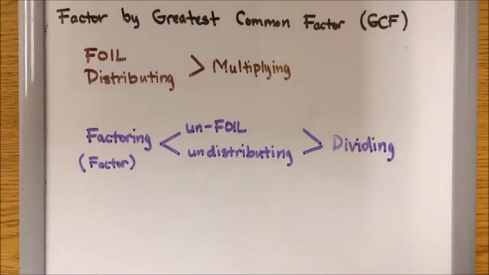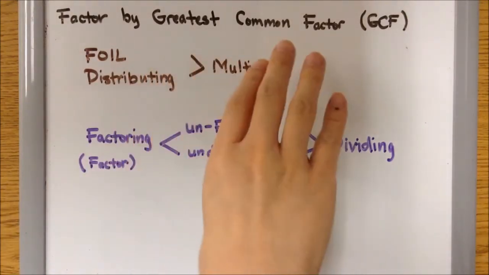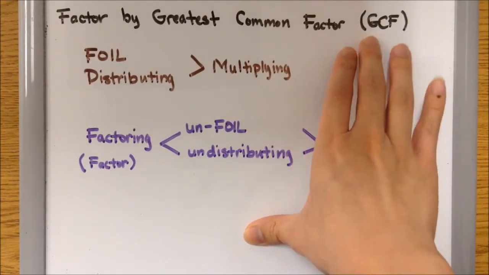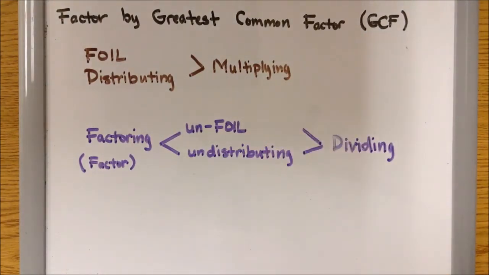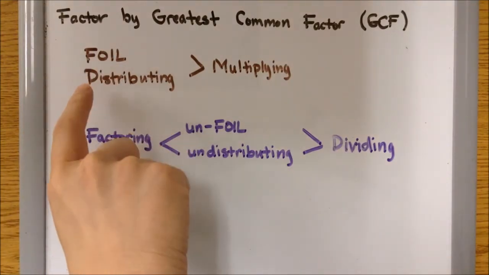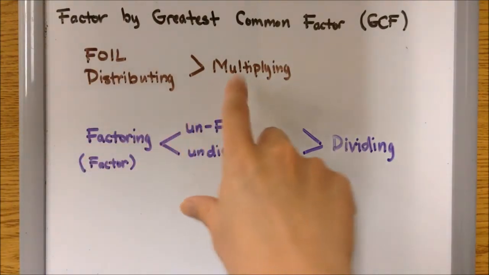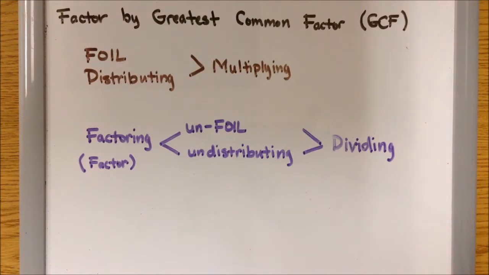In this first section, we're going to cover factor by greatest common factor, also known as GCF. Before, you have worked with terms or binomials where you FOIL and you distribute, which involves multiplication. When you're FOILing or distributing, the only operation involved, aside from combining like terms, is multiplying.